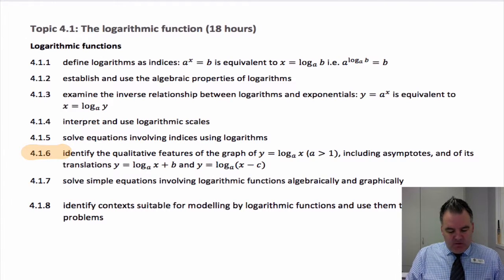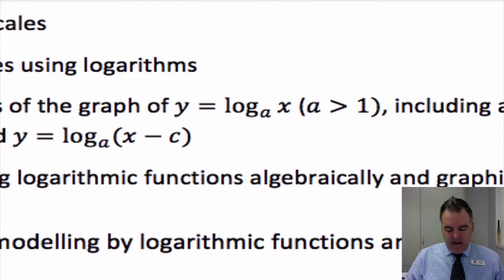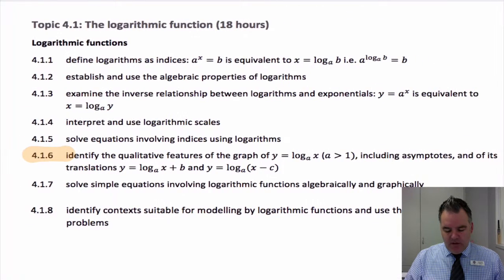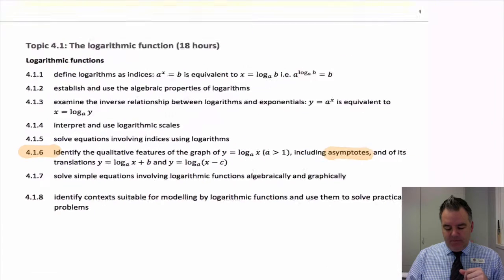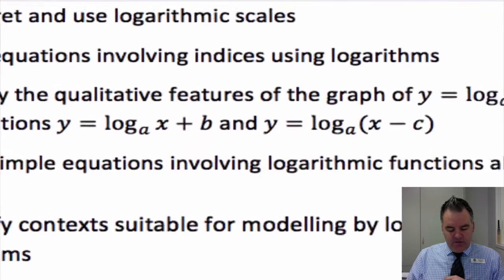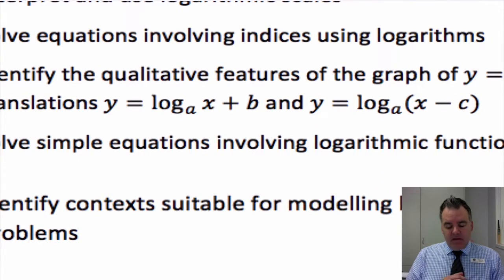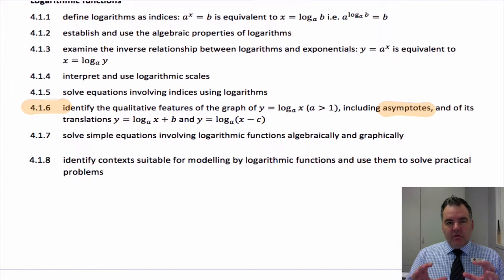4.1.6, says identify the qualitative features of the graph of y equals log base a of x, so the basic graph of what that looks like, a is greater than 1, including asymptotes. So we need to know that word there. An asymptote is just a line that the graph gets closer and closer to but never touches. That's what an asymptote is. And of its translations, y equals log base a of x plus b and log base a of x minus c.